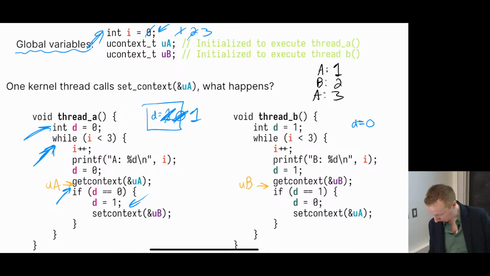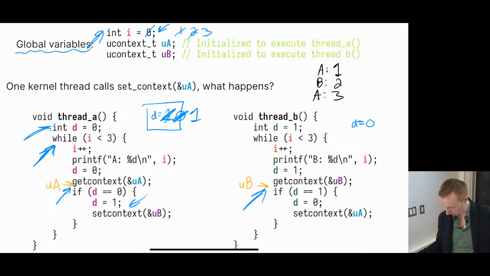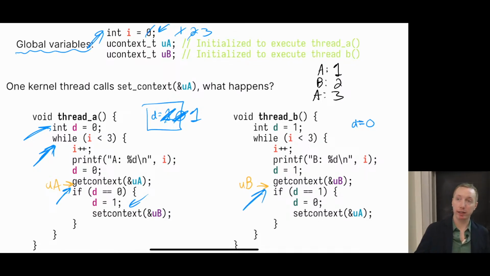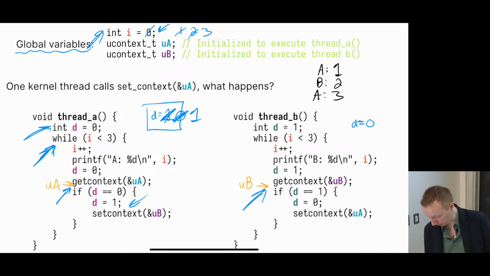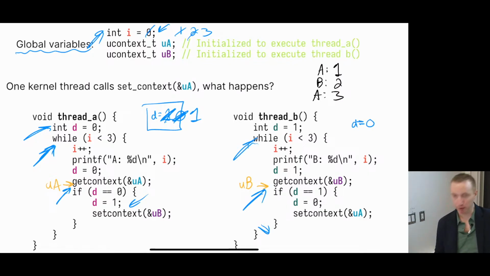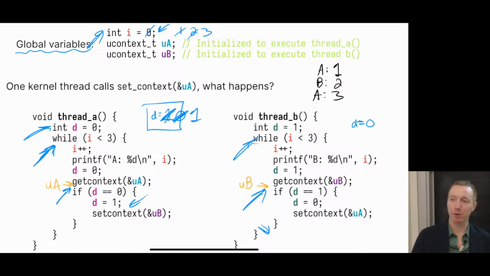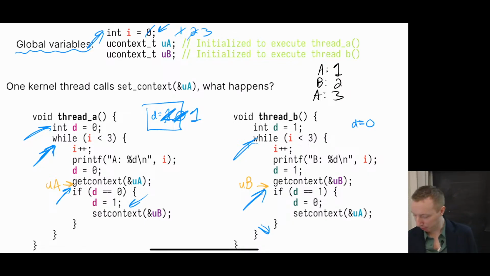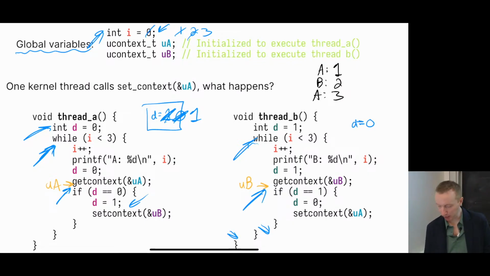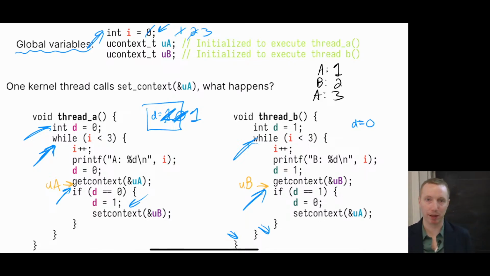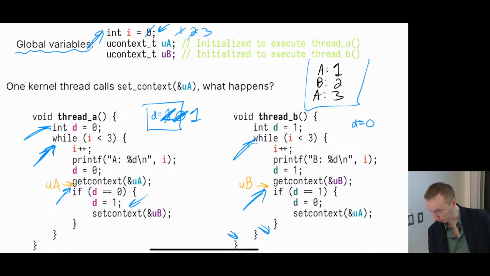We set context back over to thread B, so we resume right here. Thread B's D is currently equal to 0, so we would skip it here. Go check the while. Is 3 less than 3? No. Okay, we're done. So thread B would reach the end, and because they're ucontext, we can just assume that if it reaches the end, it just ends the whole process. So our final answer would be this.